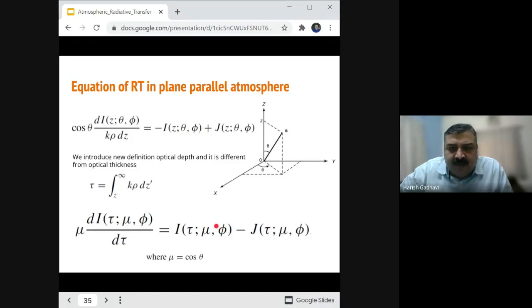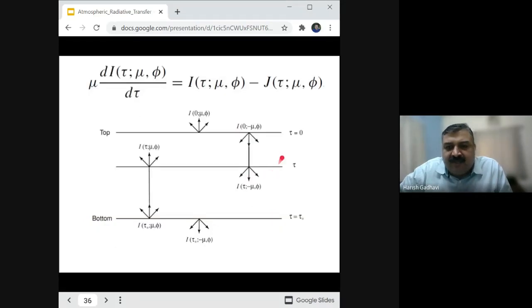There are some conventions. Did we cover the conventions? I wanted to tell you that at the top of the atmosphere, optical thickness is taken as 0. As we come down, it is increasing. So it is like a reverse way. If you are increasing the height, your optical depth tau will be decreasing. So this is for the sign convention.